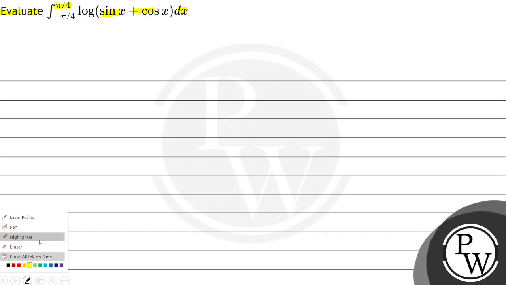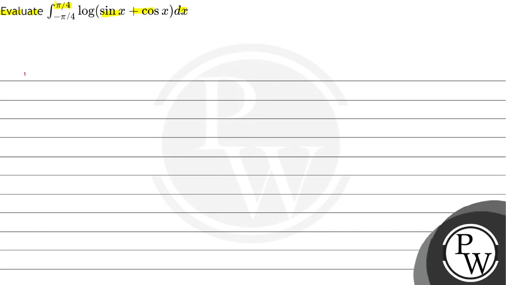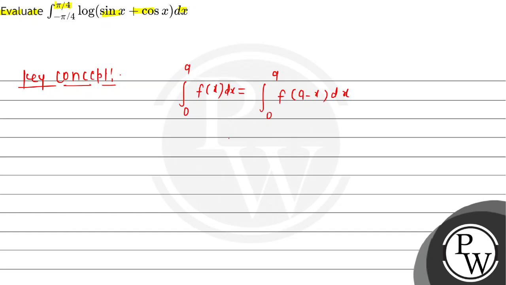So to solve this question, first of all we'll write the key concept. Suppose 0 to a interval f of x is given, so it can also be written 0 to a interval f of a minus x dx.